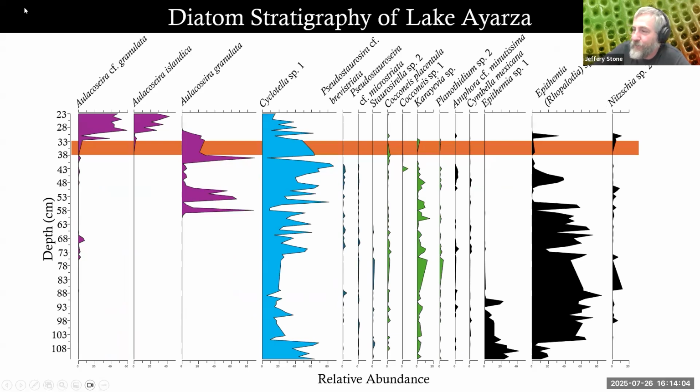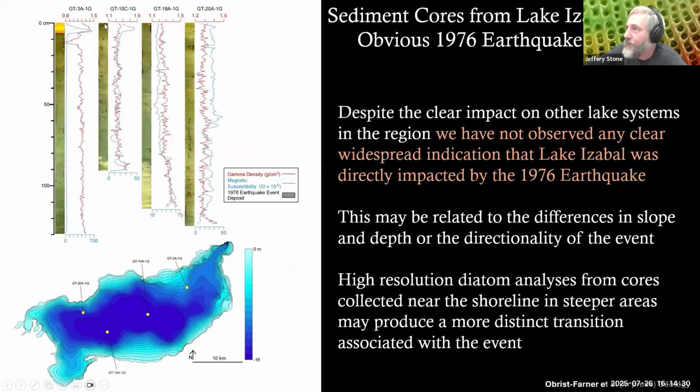Here's another record shown from Lake Ayarza. Again, the orange is the earthquake interval. We can see the early part of the record dominated by Cyclotella, sort of low or moderate nutrient species, and then an earthquake event, and then basically a major transition where a bunch of Algae dominate the plankton of these lake systems. Again, probably associated with this major introduction of nutrients into the system.